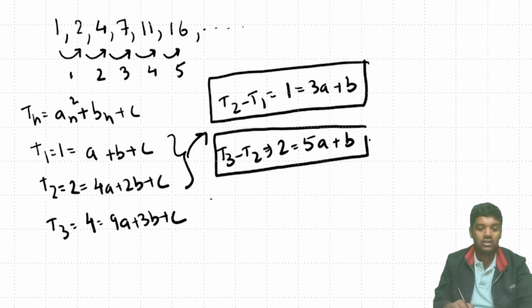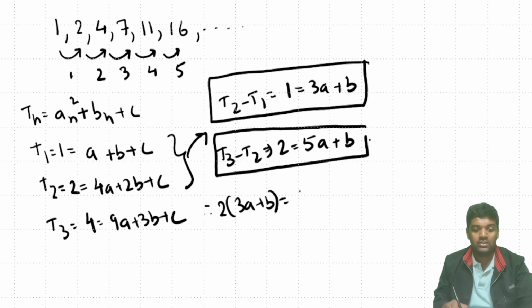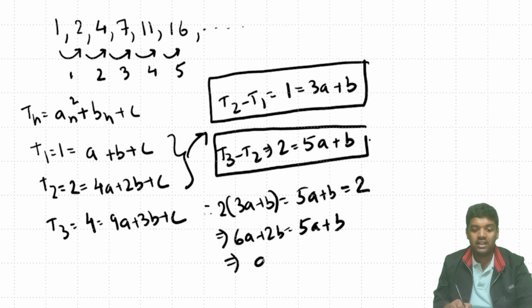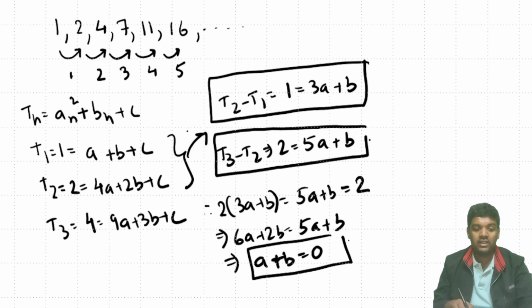Right. Now 1 equals to 3a plus b, 2 equals to 5a plus b. Therefore we can say 2 into 3a plus b equals to 5a plus b, which equals to 2. Right. This implies that 6a plus 2b equals to 5a plus b. This implies that a plus b equals to 0. आपको a plus b equals to 0 मिला है. अगर आप T1 में वैल्यू डालोगे a plus b equals to 0, तो आपका c equals to 1 आ जाएगा.